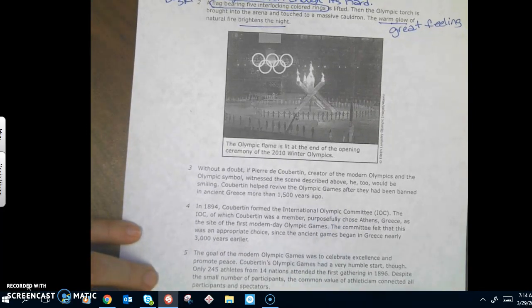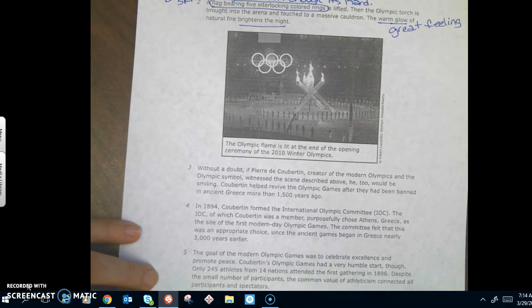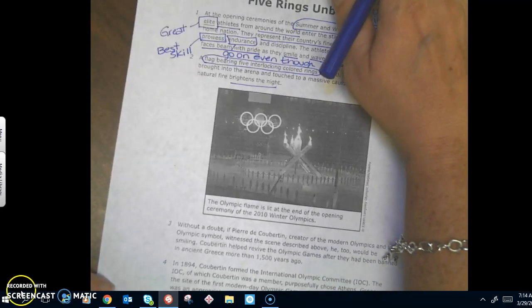Without a doubt, if Pierre de Coubertin, creator of the modern Olympics and the Olympic symbol, witnessed the scene described above, he too would have been smiling. Coubertin helped revive the Olympic Games after they had been banned in ancient Greece more than 1,500 years ago. All right, we're going to go ahead and stop here and annotate.